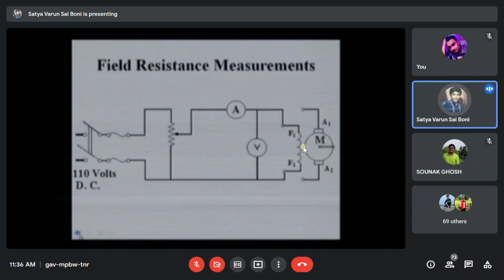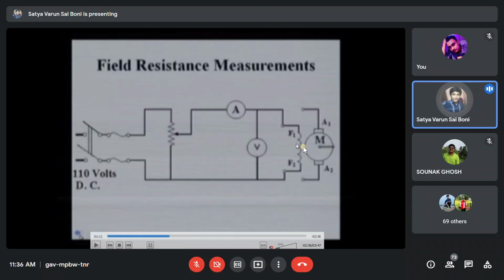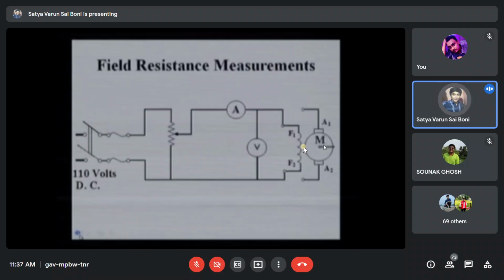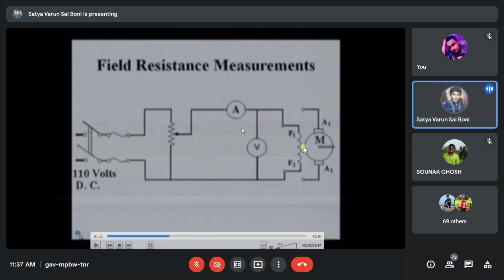Okay, see, this is the field winding that we have. Normally in the previous method, where we calculated armature resistance, we were blocking the rotor because we were not allowing it to move while measuring the voltage across the armature. In this case, there is no need for it to be blocked. We can leave it free.